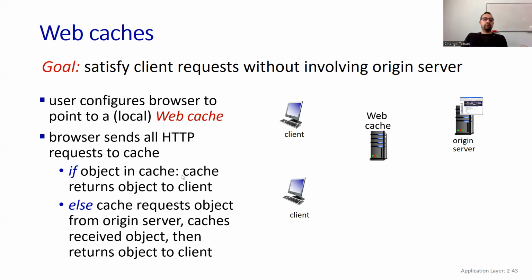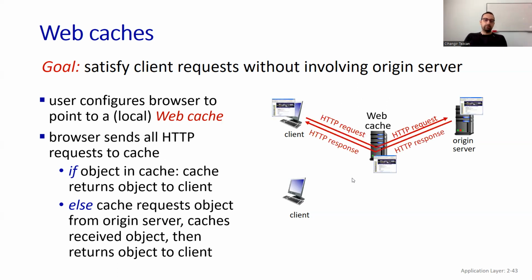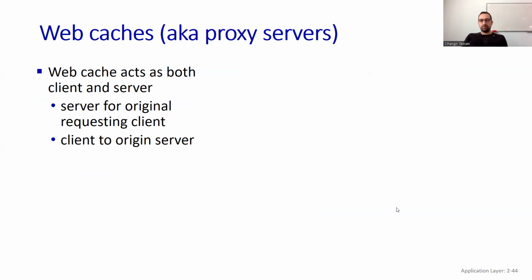So here, it checks if the object is in the cache. If it is there, it returns the response without going to the origin servers. But if it is not there, it visits the origin server, gets the response, caches it, and gives it to the client. So if another client also wants the same object, the cache will have it and provide it. So this is the picture for that.